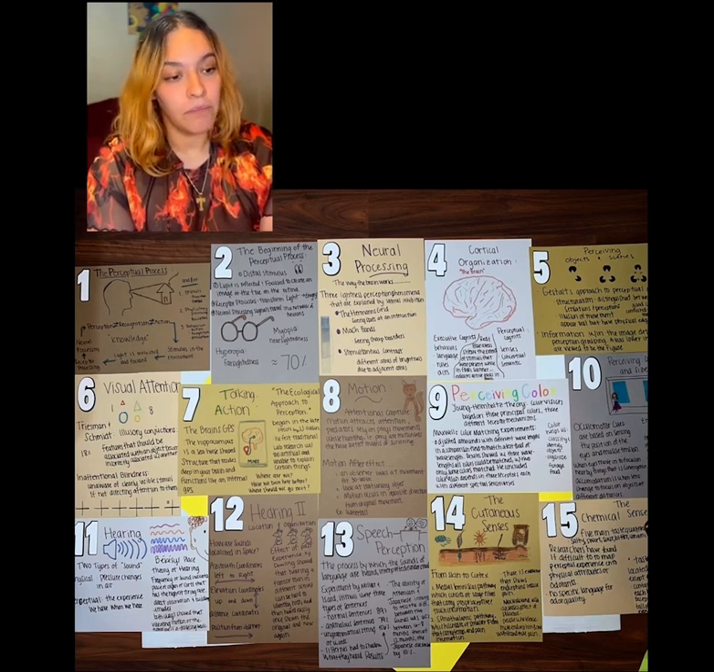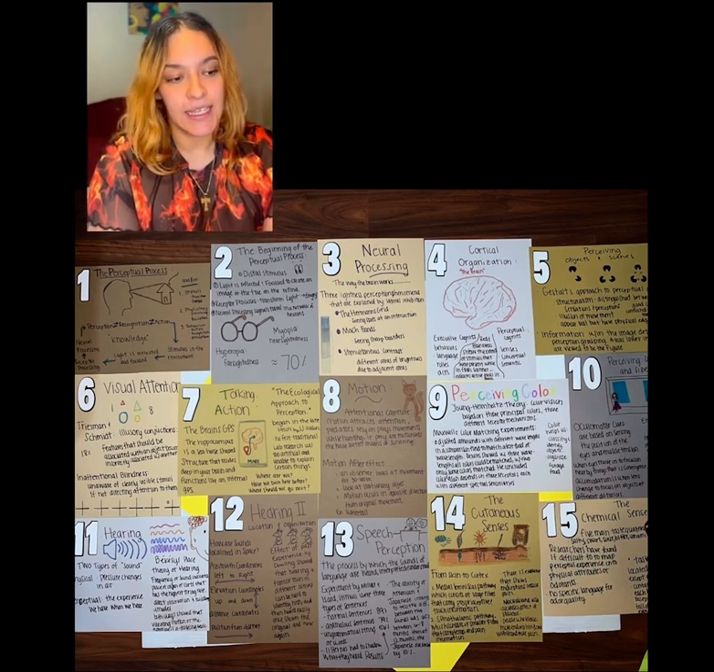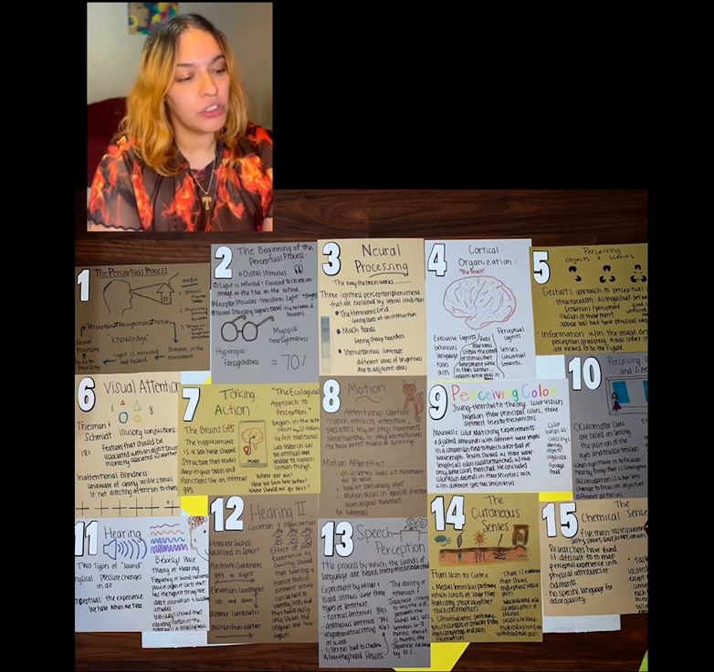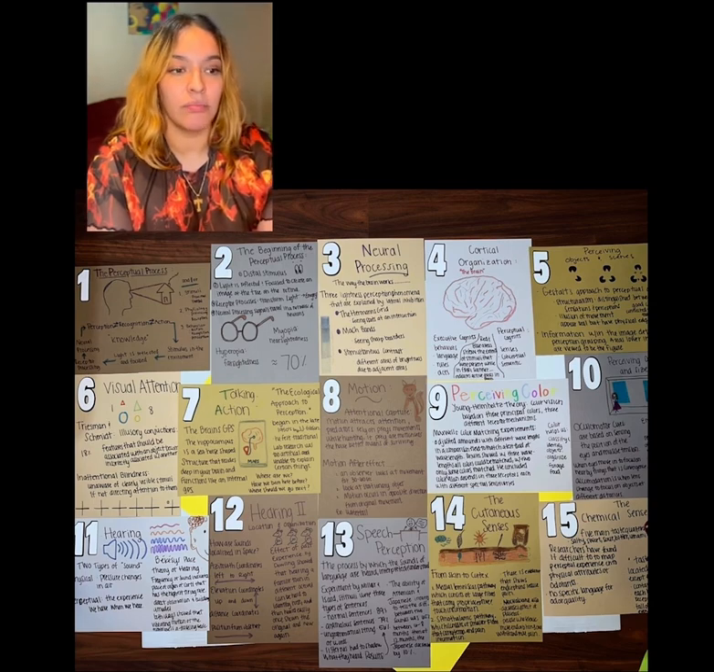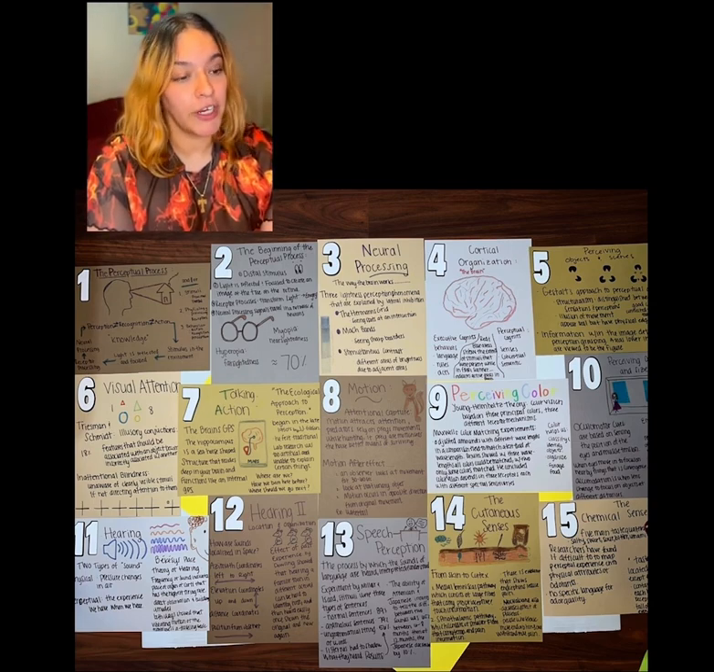For chapter 5, perceiving objects and scenes, sorry. I talked about Gestalt's approach to the perceptual grouping, and then I talked about the information within the image determines which group it's going to go to, or how it's processed in your brain.